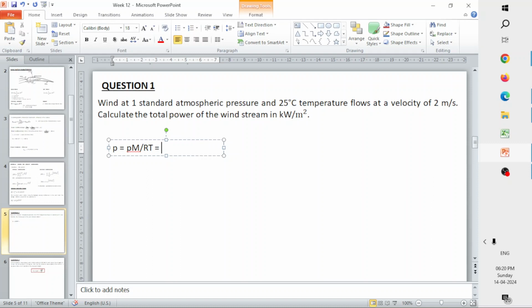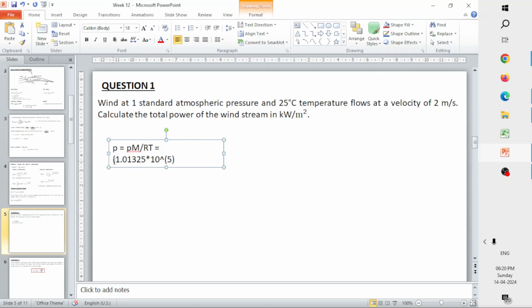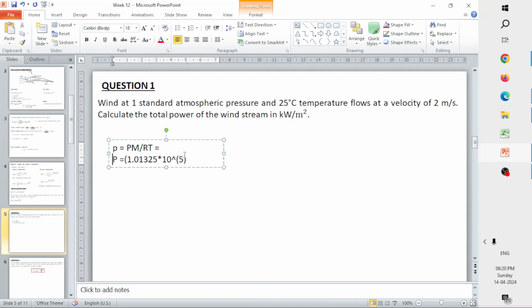And m is nothing but, let me just write that, 1.01325 times 10 power 5. So this will be your P, because it is standard atmospheric pressure, and m will be nothing but your molar mass. So molar mass of air, I hope you can take it here as 28.84 kg per kilomole.